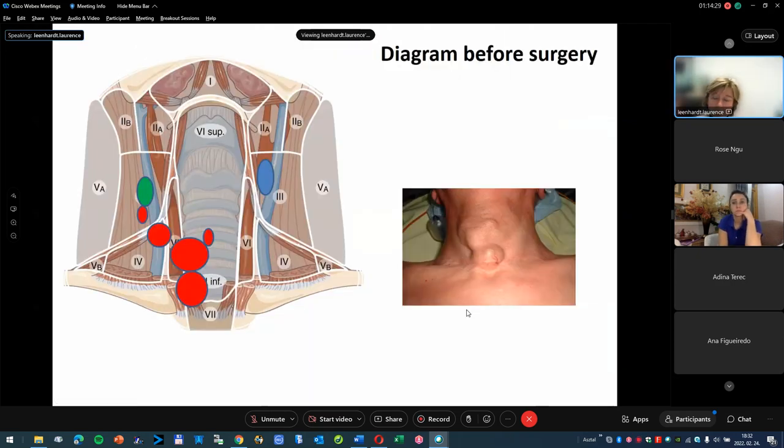And most important for the surgeon is to draw on a diagram the lymph nodes and the pathological lymph nodes that you have seen. For example, in these patients with a very important recurrence of differentiated thyroid cancer, you can see here the diagram before going to surgery.